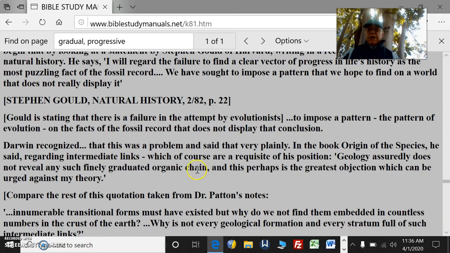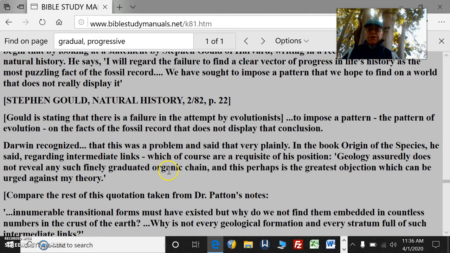Gould is stating there that there is a failure in the attempt by evolutionists to impose a pattern, a viable, believable pattern, the pattern of evolution, on the facts of the fossil record that does not display that conclusion. He says it doesn't display it, but we can infer it came from there. Well, how do you do that? It's nothing in that direction. In creation, yes. Sudden explosion of life, yes.